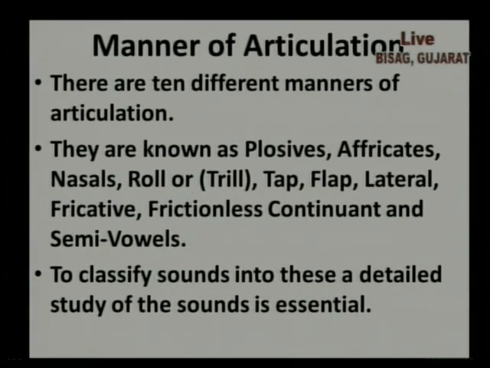Now nasals are m, n and ng. There are no roll or trill sounds in British English particularly. No tap, no flap, but the lateral sound is l. Then we have fricatives, which are f, v, th, d, s, z, sh, j, and the frictionless continuant, which is only r. There's no other sound which is a frictionless continuant other than r. And lastly we have the semi-vowels, which are w and y. This consists of all the 24 sounds we have, which are the consonant sounds.